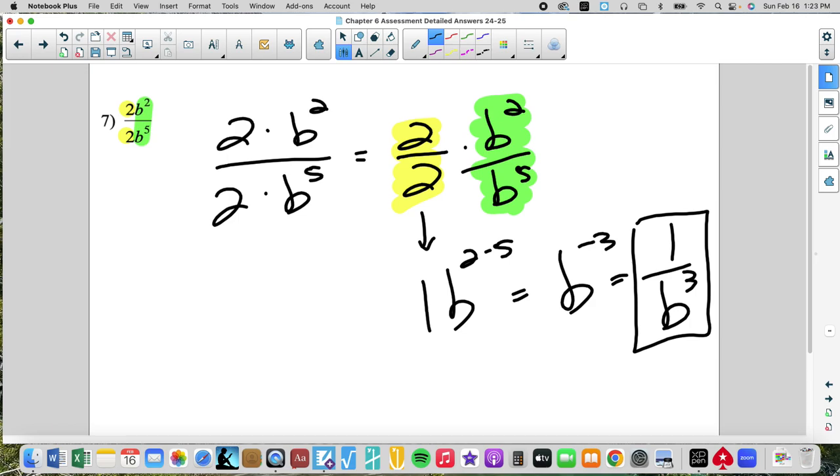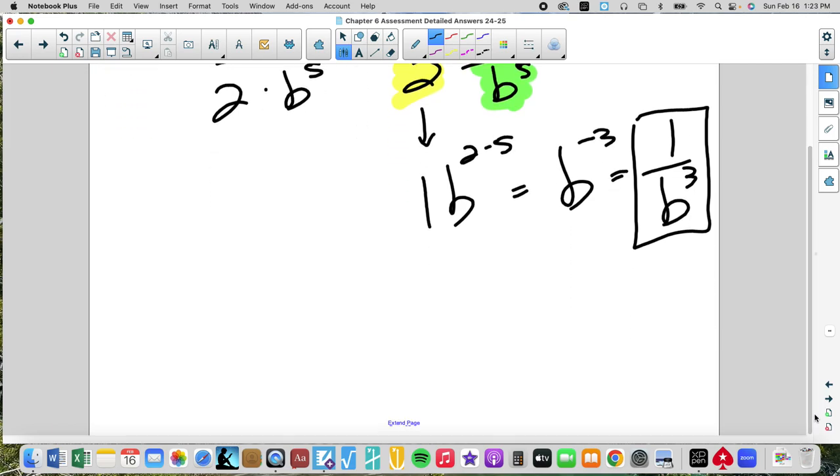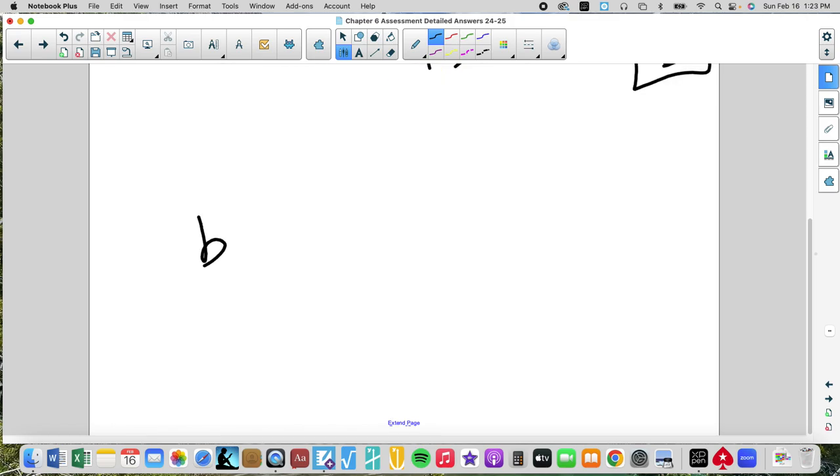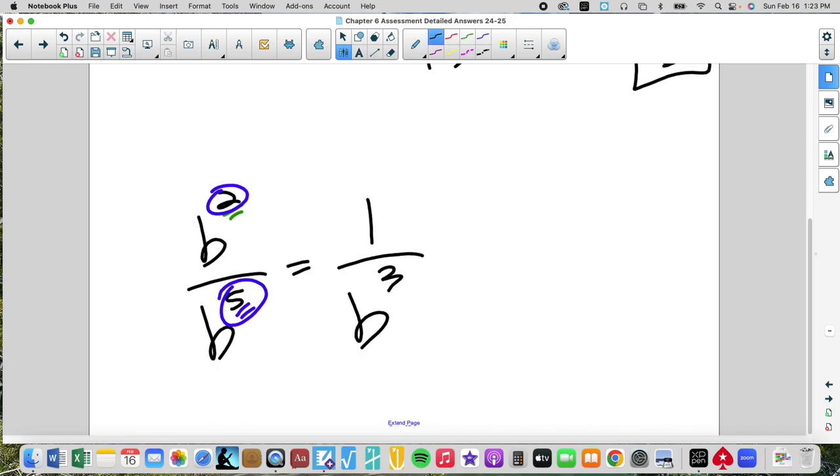We can also look at another way that we can see this. We might want to think about b squared over b to the 5th. We have 2 b's multiplying itself in the numerator. We have 5 of them in the denominator. We have more in the denominator. So these 2 are going to cancel with 2 of the 5's, which leaves us with 3 in the denominator.